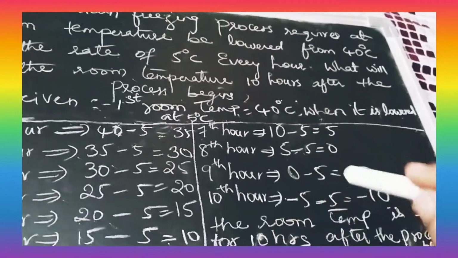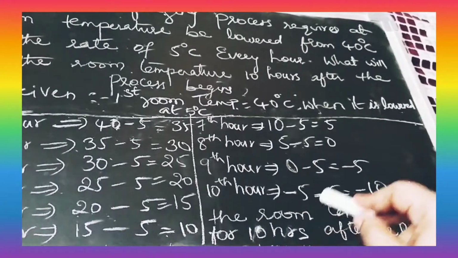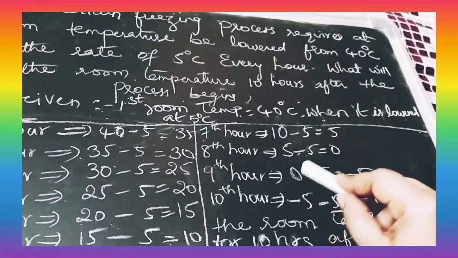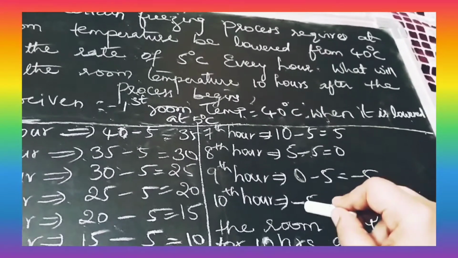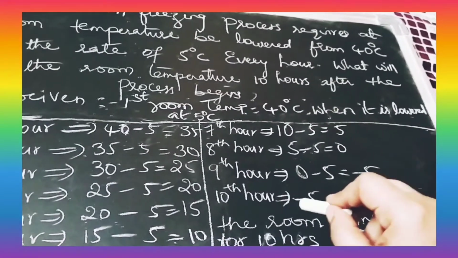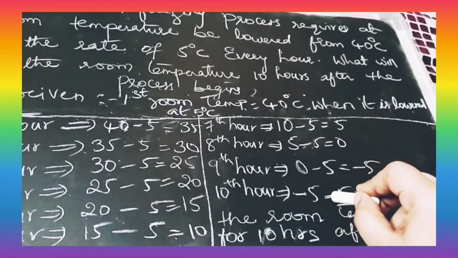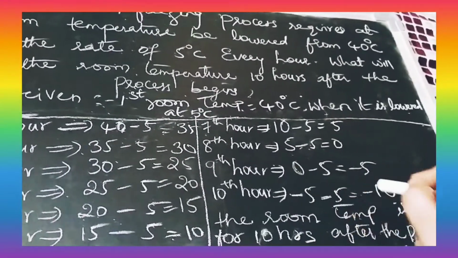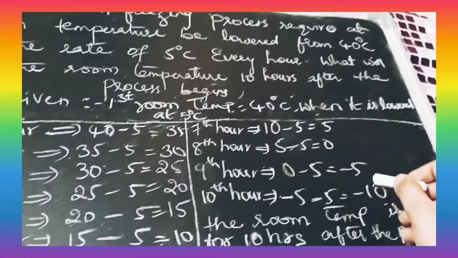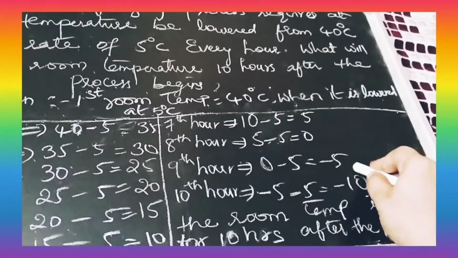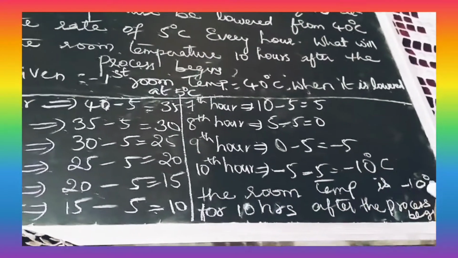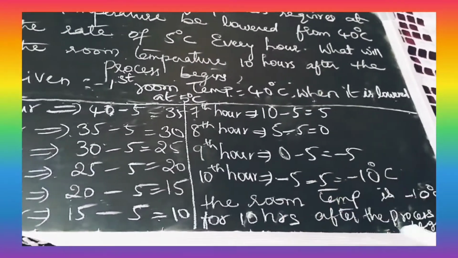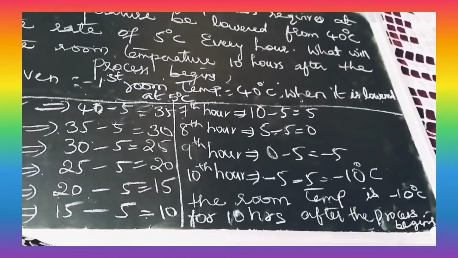Okay, the 10th hour means minus 5 minus 5. Again you have to take this minus 5 and lower it by 5 degrees centigrade. Minus 5 minus 5, when two negative numbers are there, you have to do addition here. Minus 5 minus 5 is minus 10. It is minus 10 degrees centigrade. Okay, the room temperature is minus 10 degrees centigrade 10 hours after the process begins.